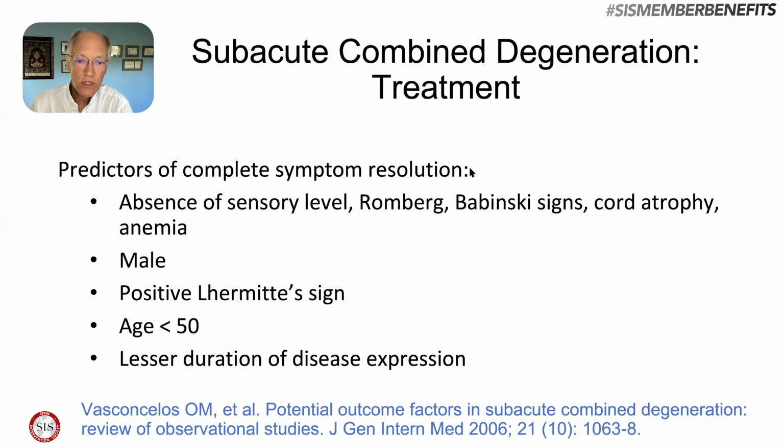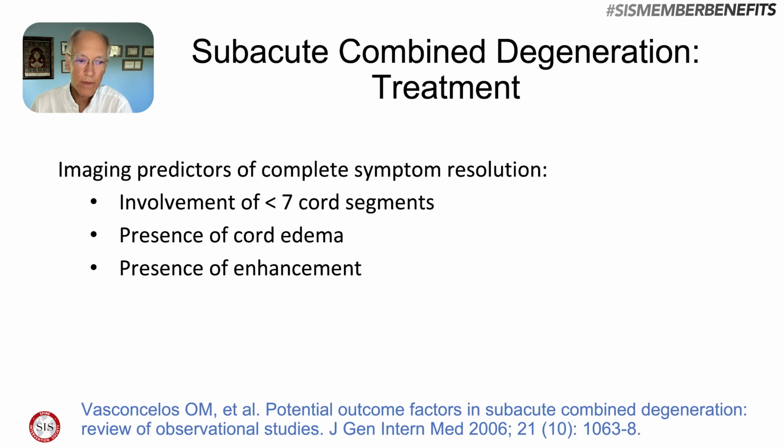Predictors of complete symptom resolution in that large series: the absence of a sensory level, absence of Romberg or Babinski signs, absence of cord atrophy or anemia were positive findings suggestive of complete symptom resolution. Male patients did better. Those who had a positive Lhermitte sign or age less than 50 or who had a lesser duration of disease expression were more likely to completely resolve their symptoms with B12 therapy.